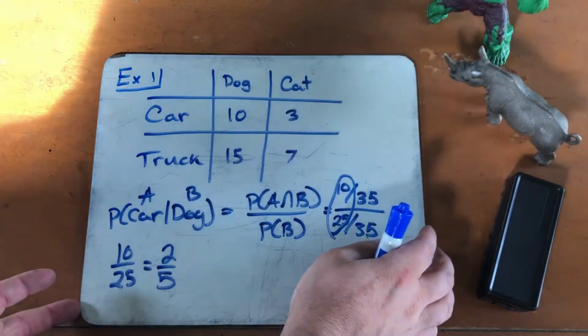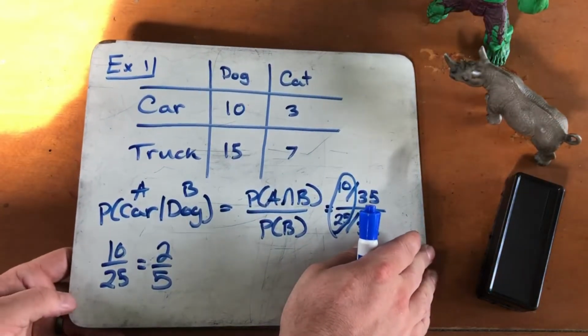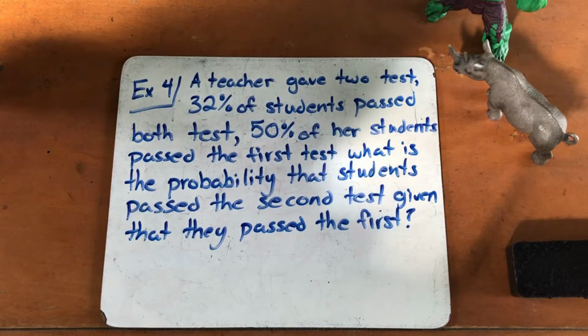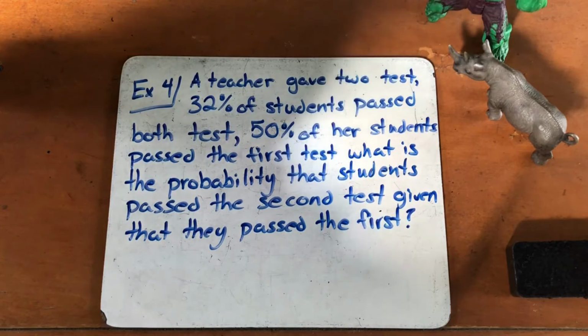The next 2 examples are a little more complicated, but let's take a look at these. I once killed 2 stones with 1 bird. When I look at this example, a teacher gave 2 tests. 32% of students passed both tests. 50% of her students passed the first test. What is the probability that students pass the second test given that they passed the first?